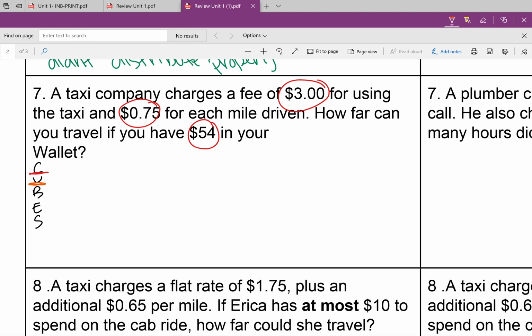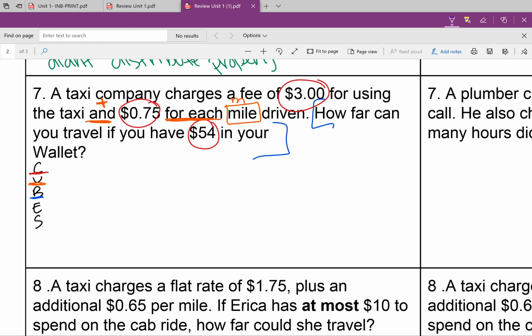Some important keywords here are the word "and," which means plus, and the words "for each," which tell us that mile is our variable, which I'm going to label M. Okay, so next is to box the question. What are we looking for? Our question is, how far can you travel if you have $54 in your wallet? So we are actually looking for miles. We don't know that.